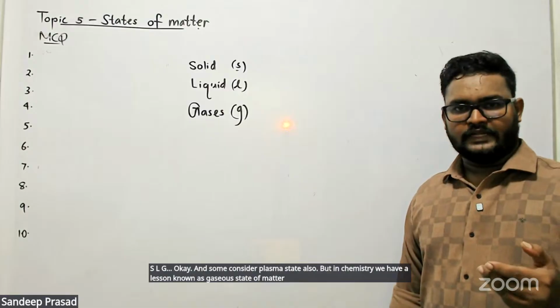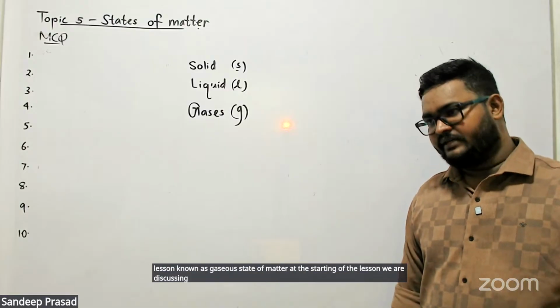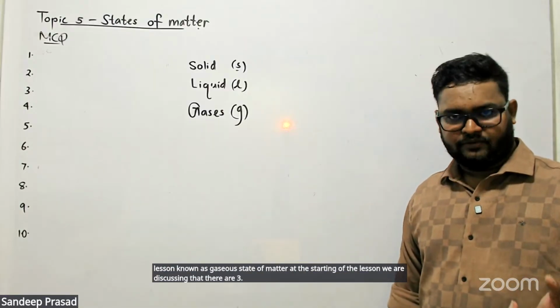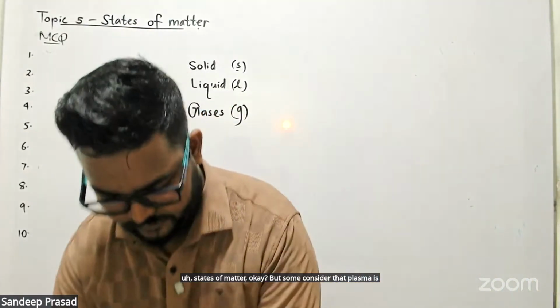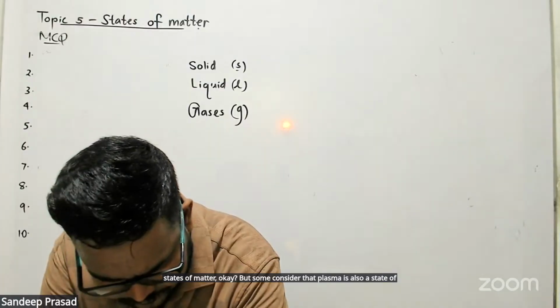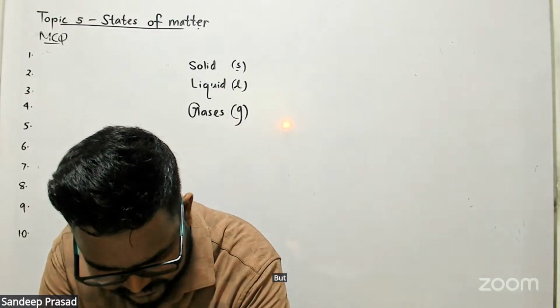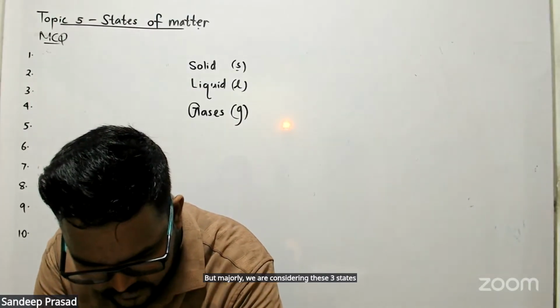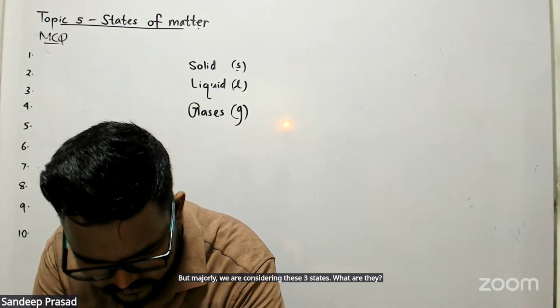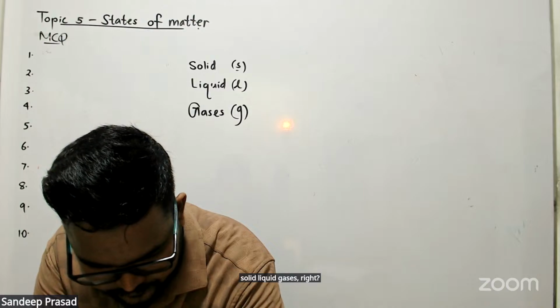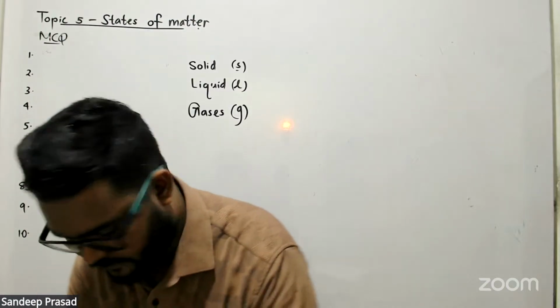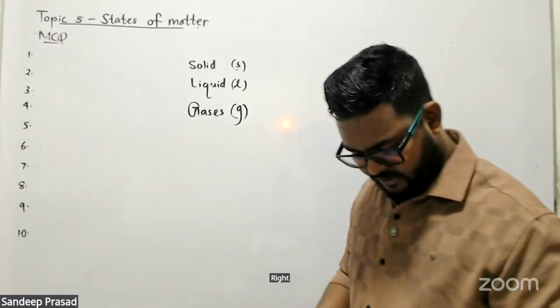At the starting of the lesson, we are discussing that there are 3 states of matter, okay? But some consider that plasma is also a state of matter, right? But majorly, we are considering these 3 states. What are they? Solid, liquid, gases, right? Right. So question number 1 answers.